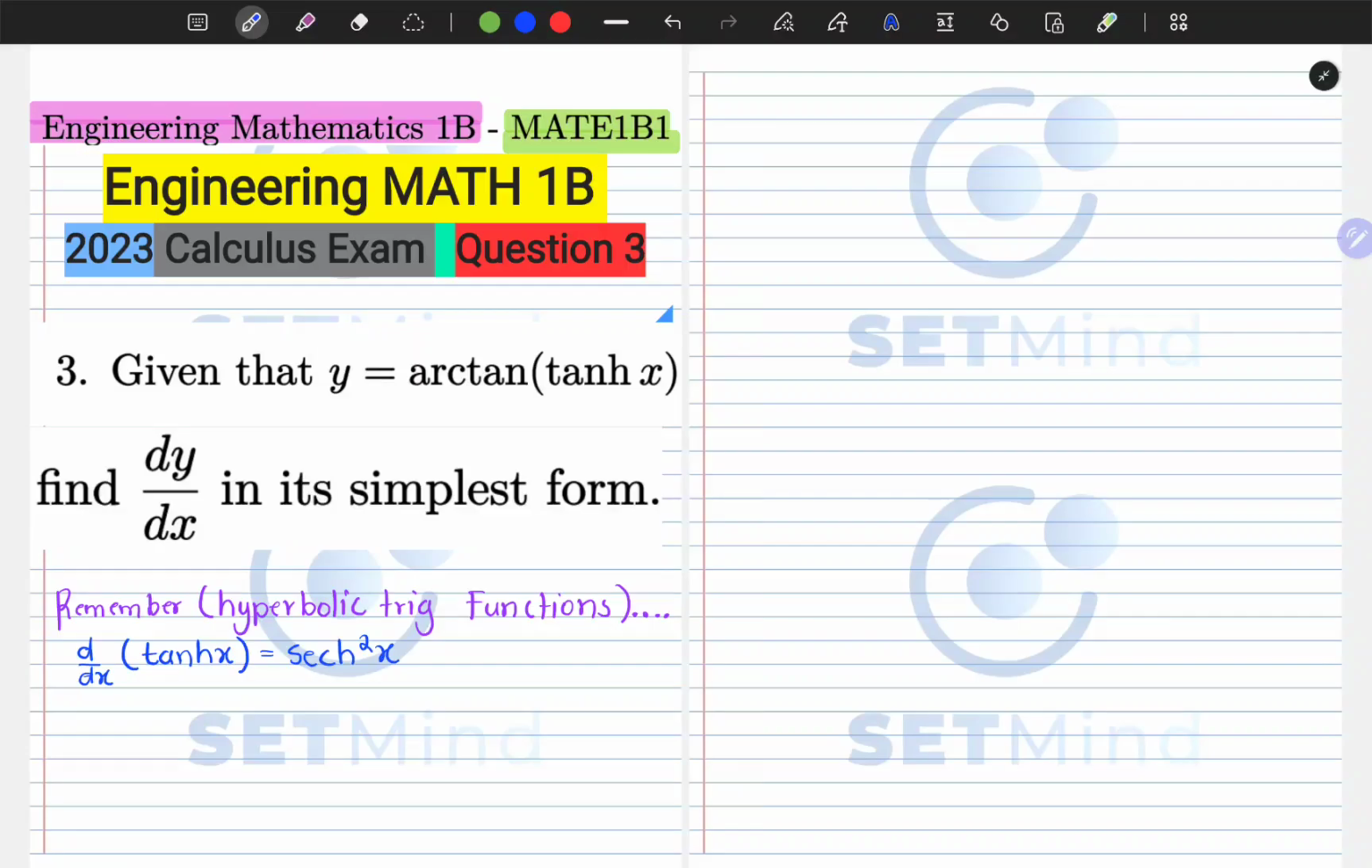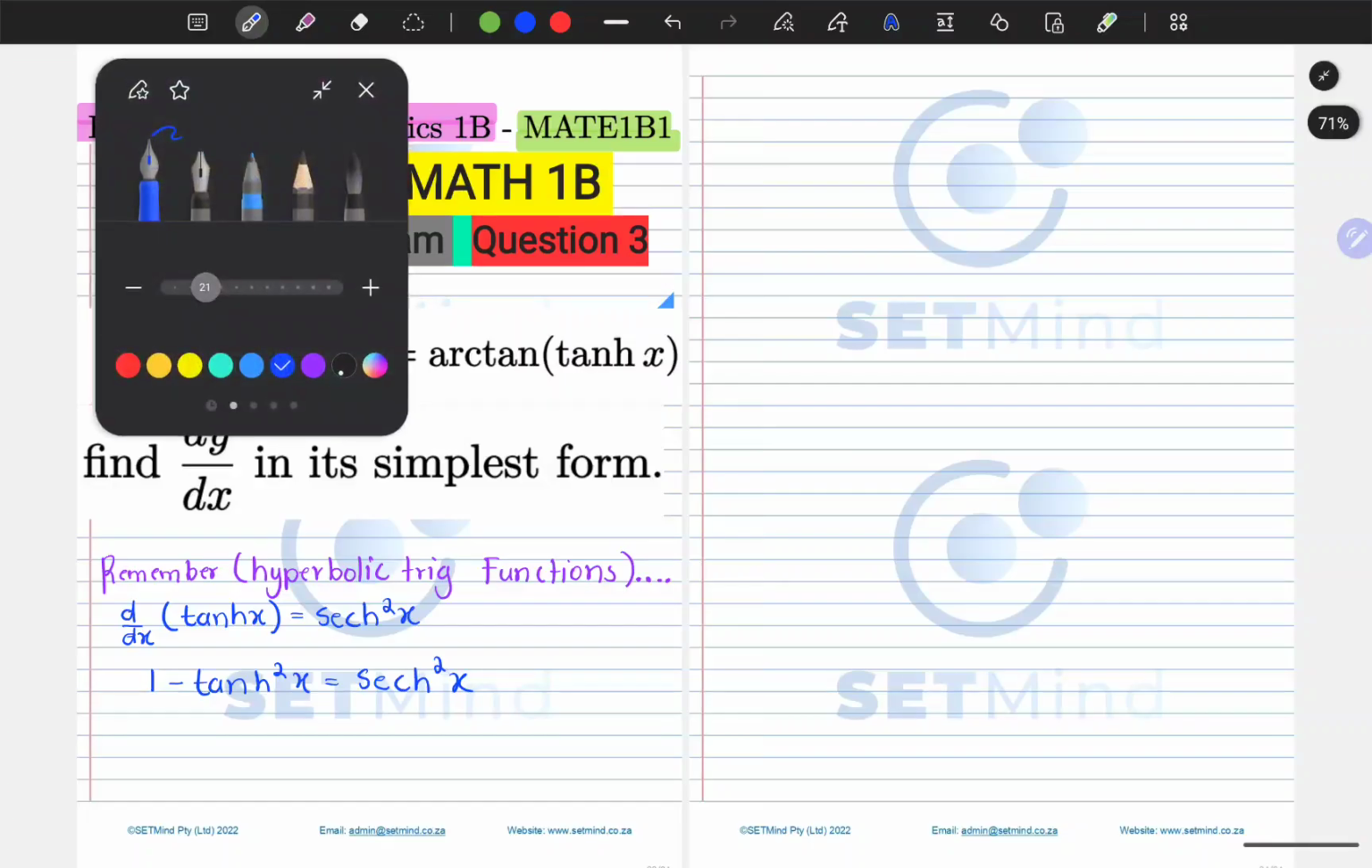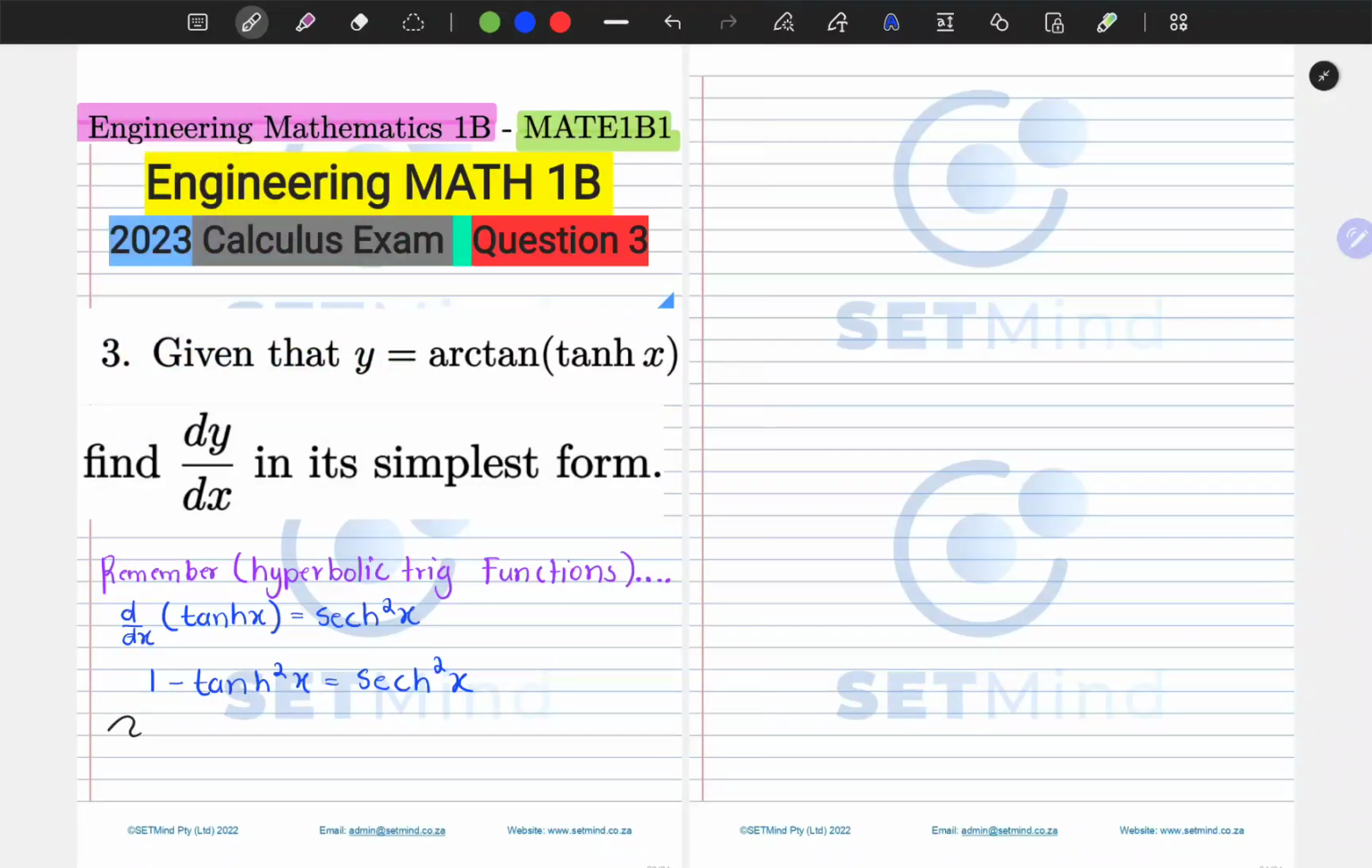I also want to remind you of a few trig ratios, since we have hyperbolic tan. If you have 1 minus hyperbolic tan squared of x, this becomes your hyperbolic sec squared of x. These trig ratios and others will be very important when we start dealing with this problem.